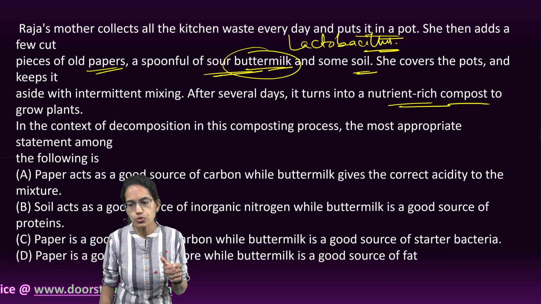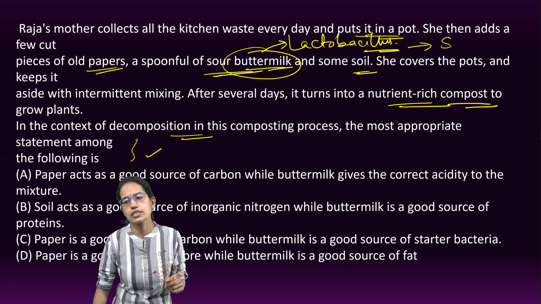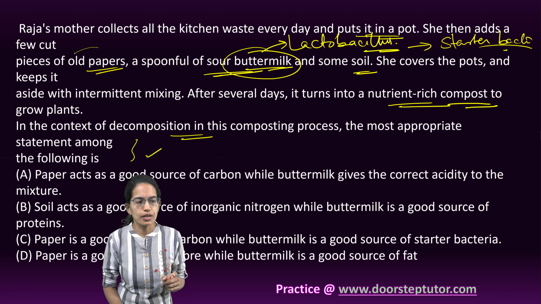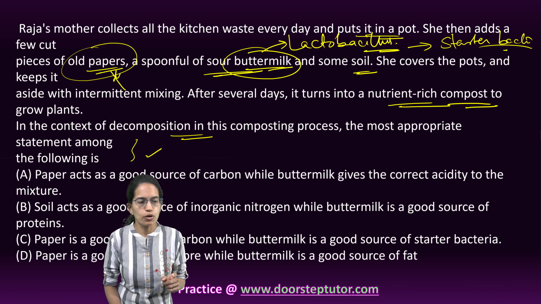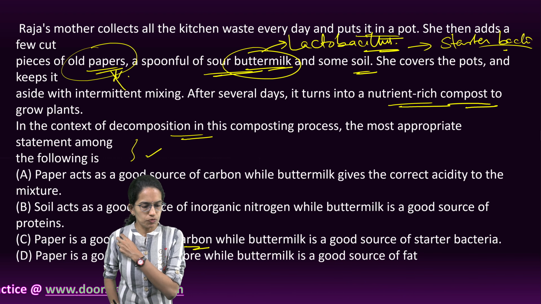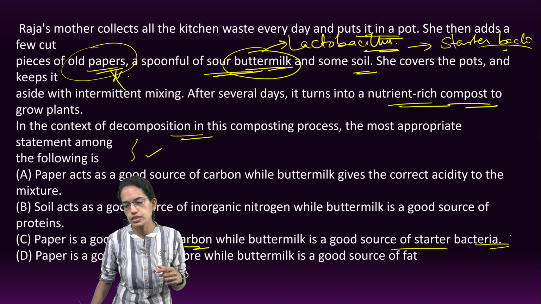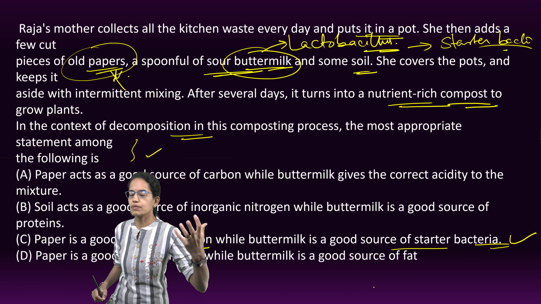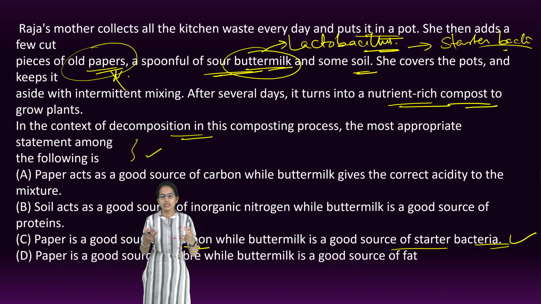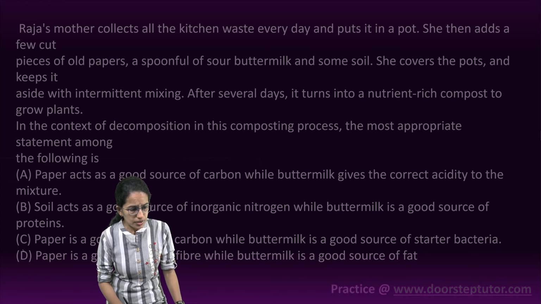After some days, her mother found that nutrient-rich compost had formed. Now this decomposition can be because of what? Buttermilk has lactobacillus, so it's a good starter bacteria, right? And what would old pieces of paper act as? Old pieces of paper would be a good source of carbon, and buttermilk would be a good source of starter bacteria. And this would ultimately ensure that nutrient-rich compost grows in the soil. So C is the correct option.